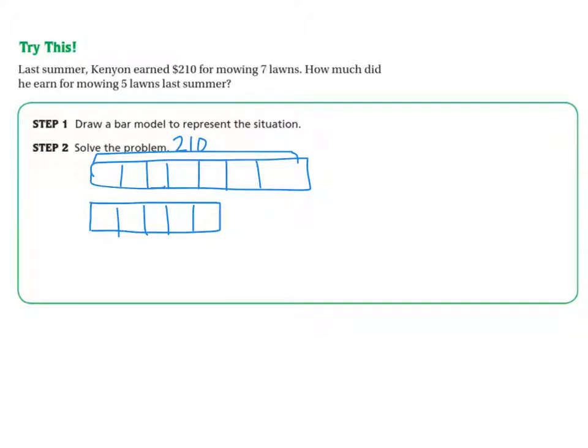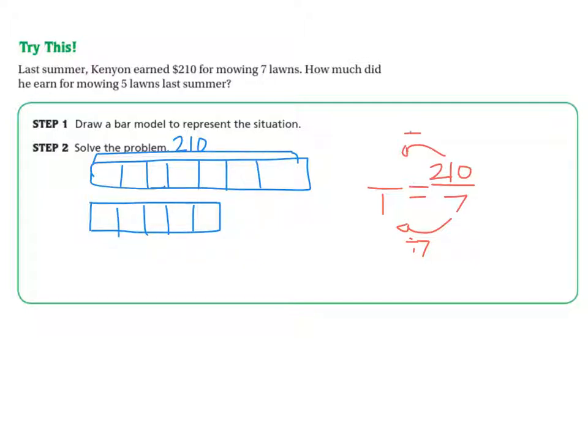So let's go ahead and find how much for 1 lawn last summer. So for $210 for 7 lawns, how much did he charge for 1 lawn? Divided by 7.